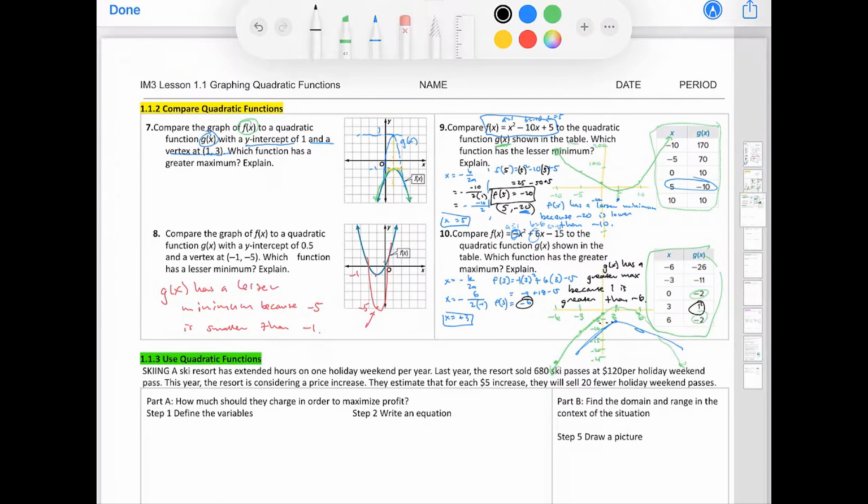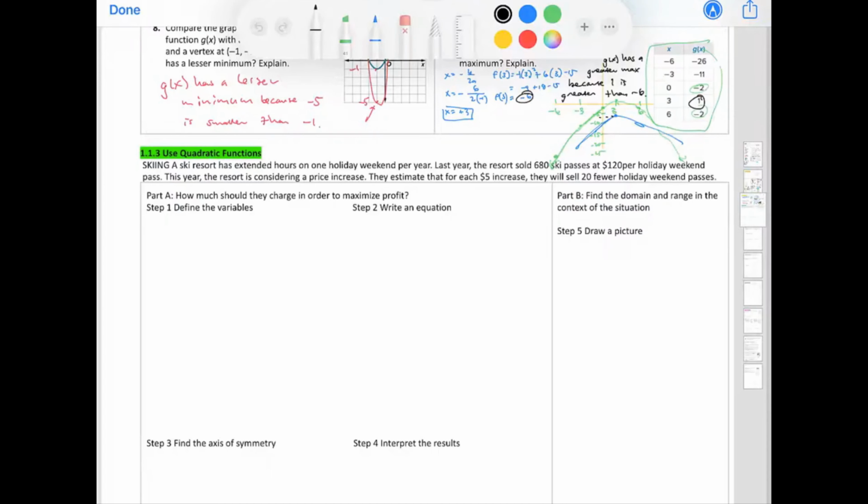So let's go on to 1.13. Alright, let's go over 1.13 using quadratic functions. A ski resort has extended hours on one holiday weekend per year. Last year, the resort sold 680 ski passes at $120 per holiday weekend pass. This year, the resort is considering a price increase. They estimate that for every $5 increase, they will sell 20 fewer holiday weekend passes.